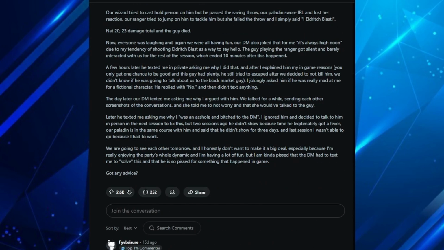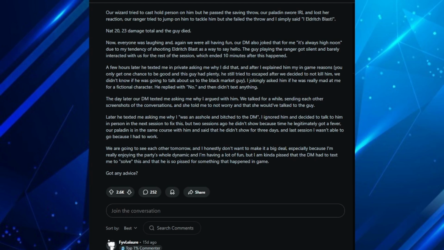Our wizard tried to cast Hold Person on him, but he passed the saving throw. Our paladin swore IRL and lost her reaction. Our ranger tried to jump on him and tackle him, but she failed the throw. And I simply said, I Eldritch Blast. Nat 20. 23 damage. And the guy died.